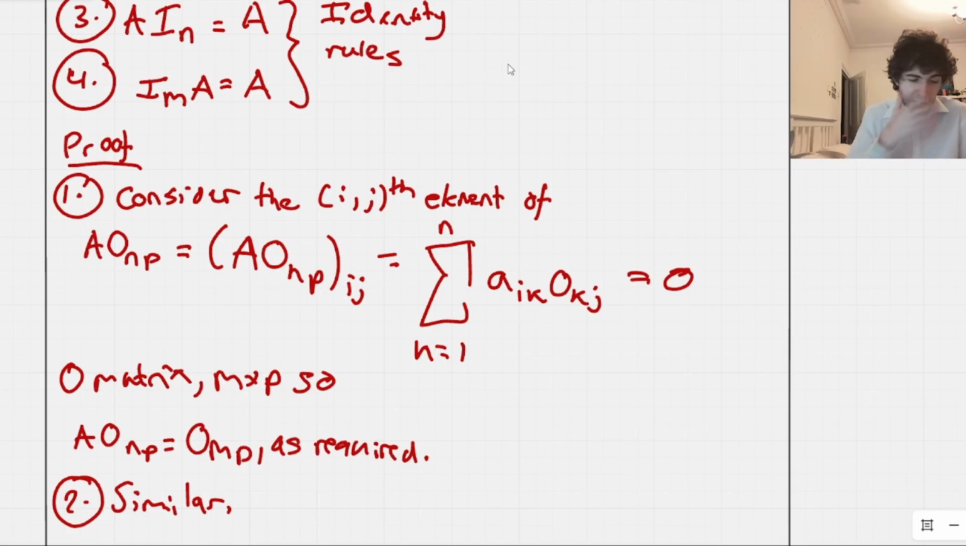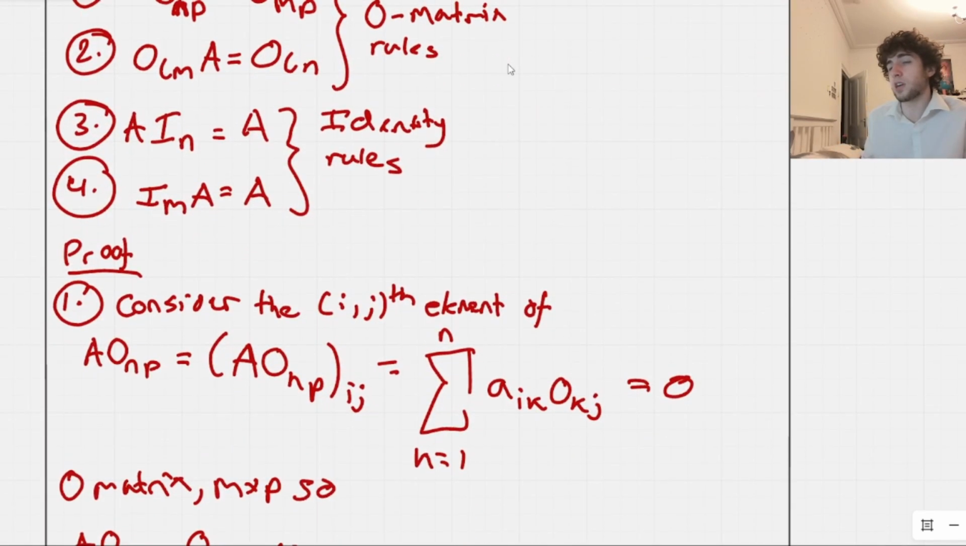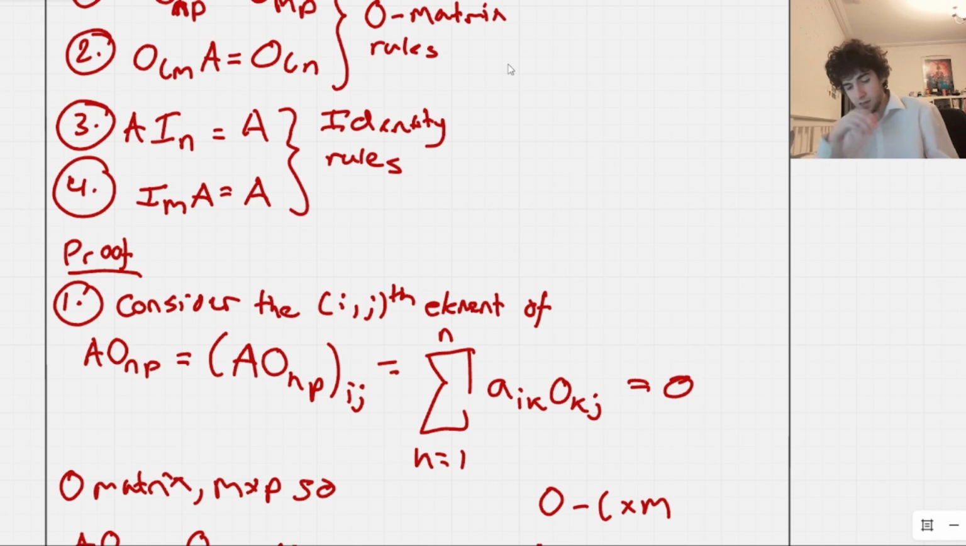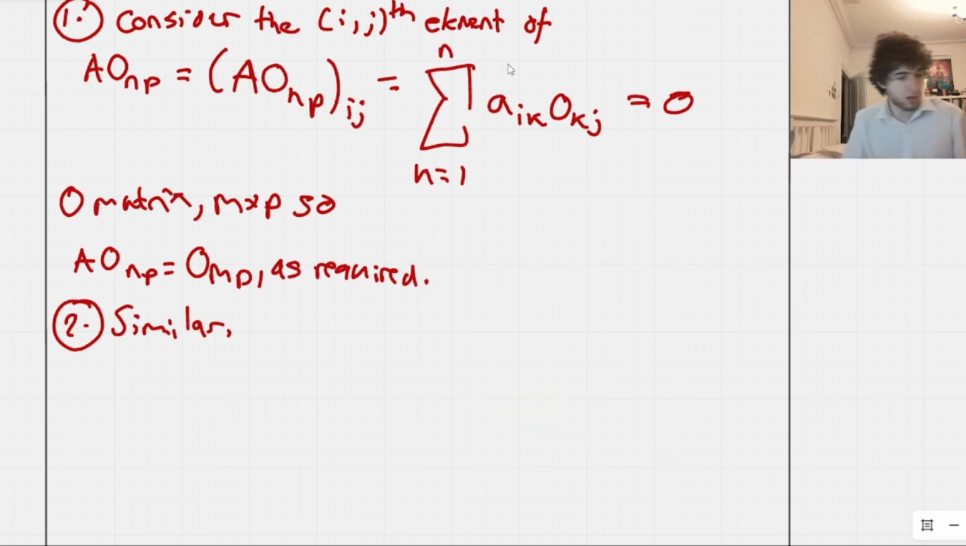It will be a slightly different sum, right? Because instead of from k equal to 1 to m, what's it going to be? We have a zero matrix, which is going to be an l by m, and A, which is going to be an m by n. So I believe it's going to be from k equal to 1 to m, right? So the sum will be slightly different in that case, but effectively it's the same idea, because obviously the zero matrix will always just be full of zeros, and so the total sum will be 0. So 2 is exactly the same argument.